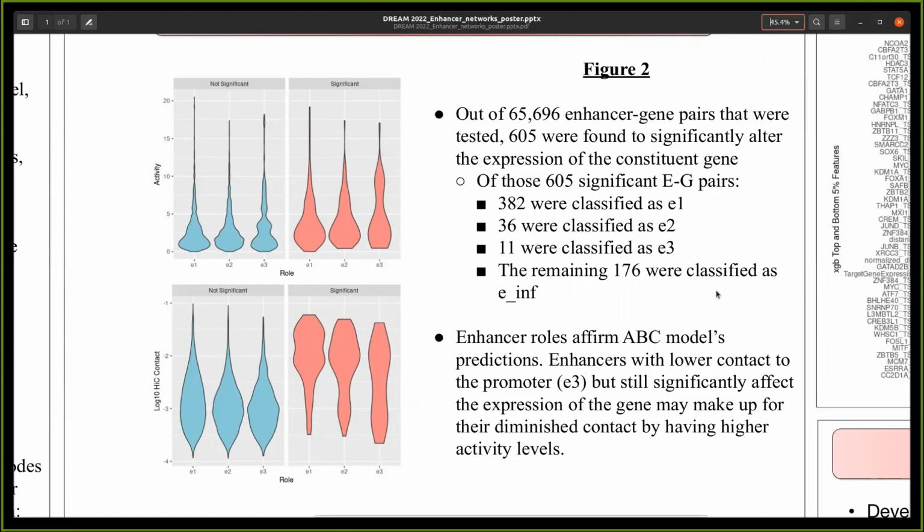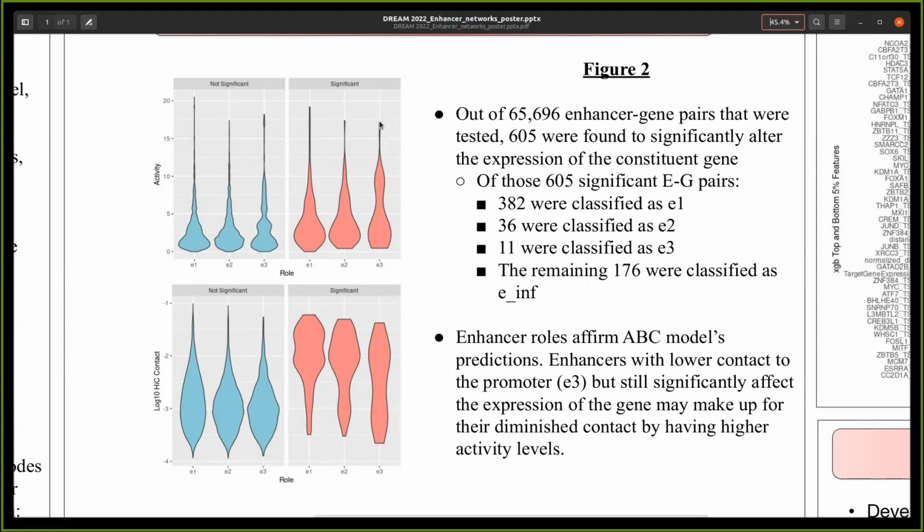Enhancer roles affirm the ABC model's predictions. You can see that as E1, E2, and E3 progresses, the Hi-C contact with the promoter, especially in the significant or functional enhancer column here, goes down. This makes sense because we would expect if it's a further step away in the network, it has much less contact with the promoter. So that's like what an E3 is.